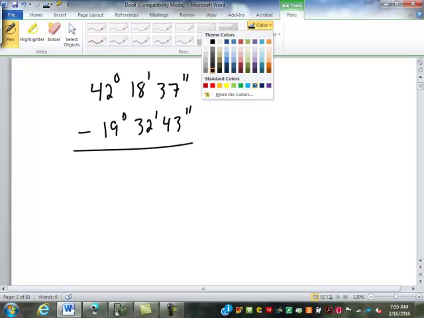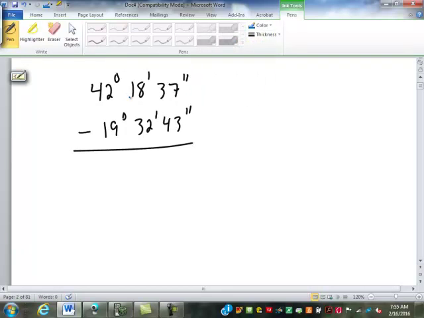So we go to subtract, of course. 37 minus 43 doesn't work, so we're going to borrow. This is 17. What did we borrow, though? 60, so this is 97. This is going to be 54.